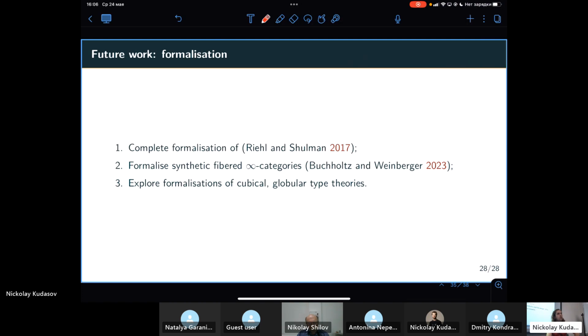Of course, we want to formalize more of the infinity categories. We want to complete formalizing everything in the original paper, but then there is also another work. There is a thesis by Jonathan Weinberger and his paper with Buchholz, which introduces synthetic fibered infinity categories. There's more interesting stuff to formalize, and it's much more technical than what I have seen in Emily's paper. So it definitely would benefit from formalization, at least for me to understand everything.